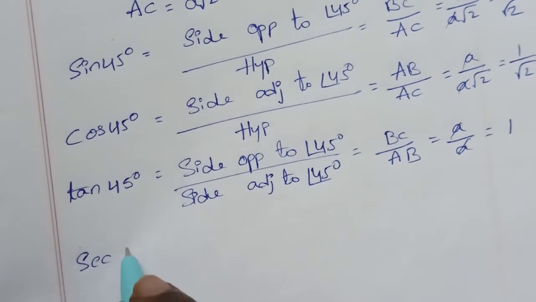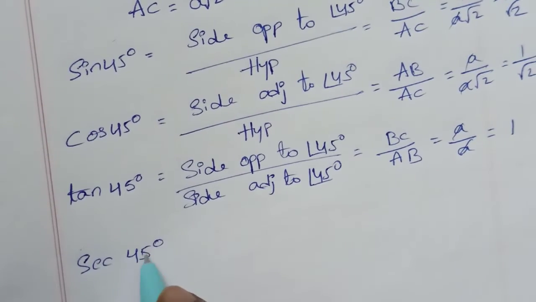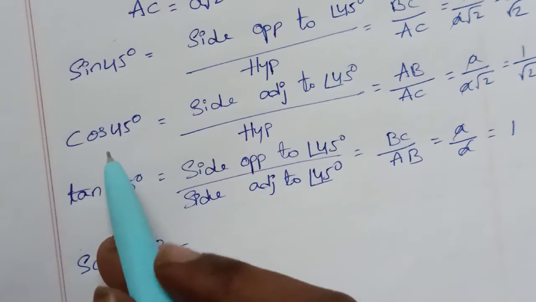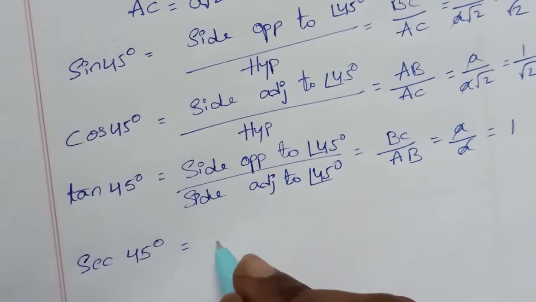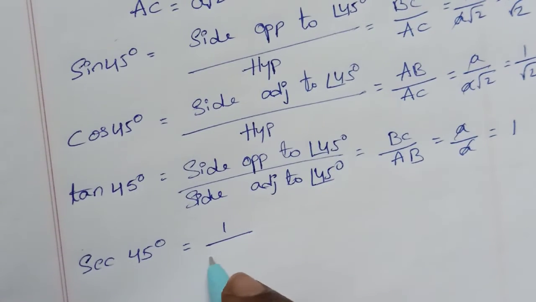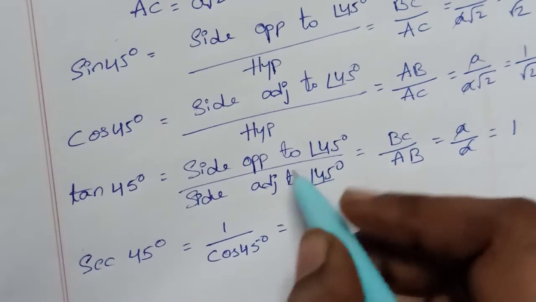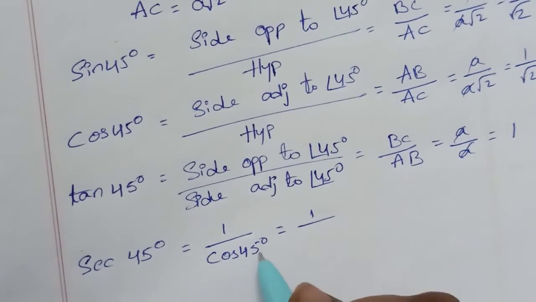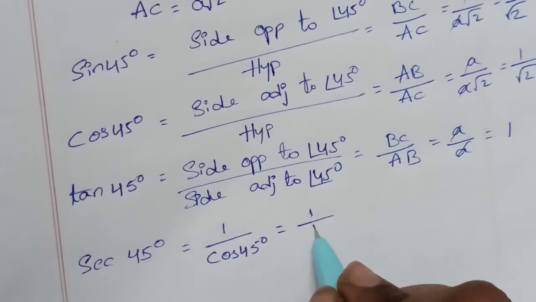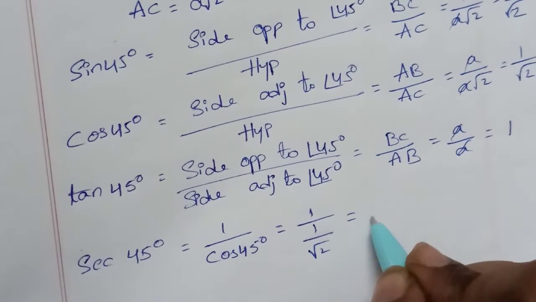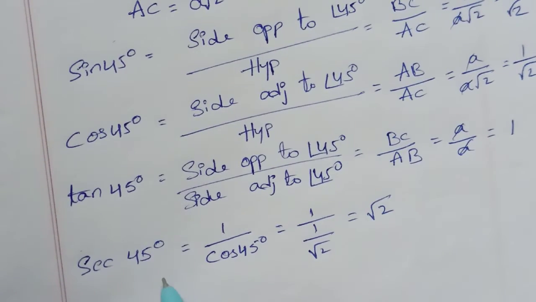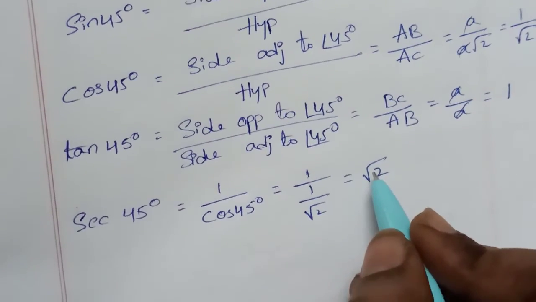Secant 45 degrees. Here secant is the reciprocal of cos function. Therefore 1 by cos 45 degrees. 1 by cos 45 degrees value is 1 by 1 by root 2. That is equal to root 2. Secant 45 degrees value is root 2.